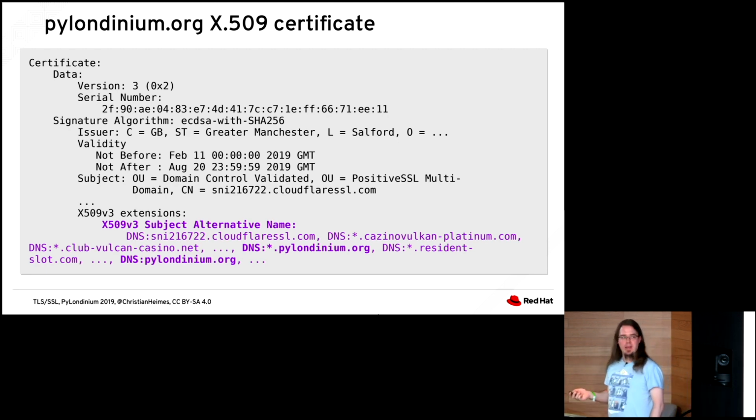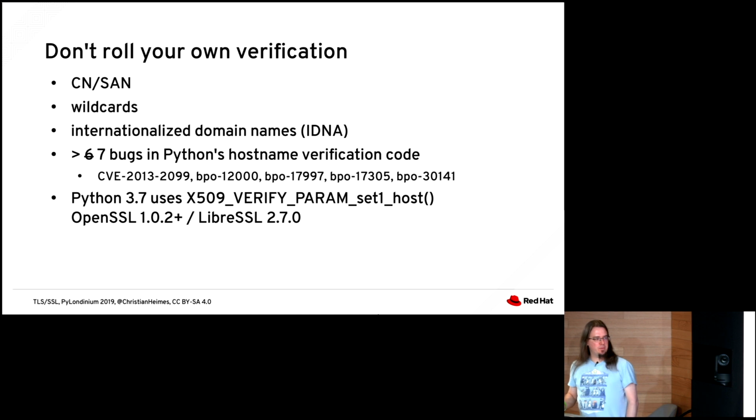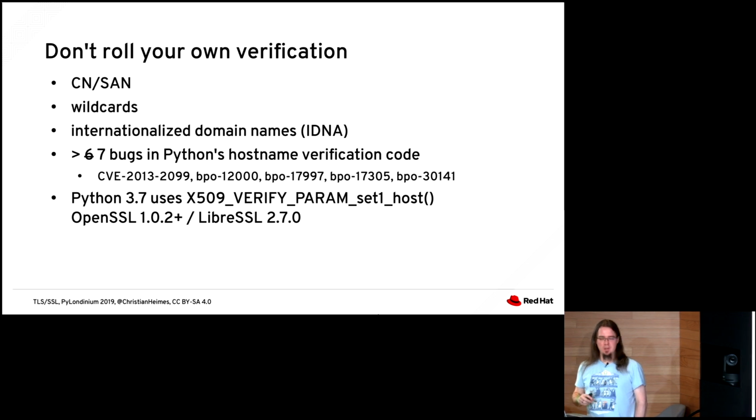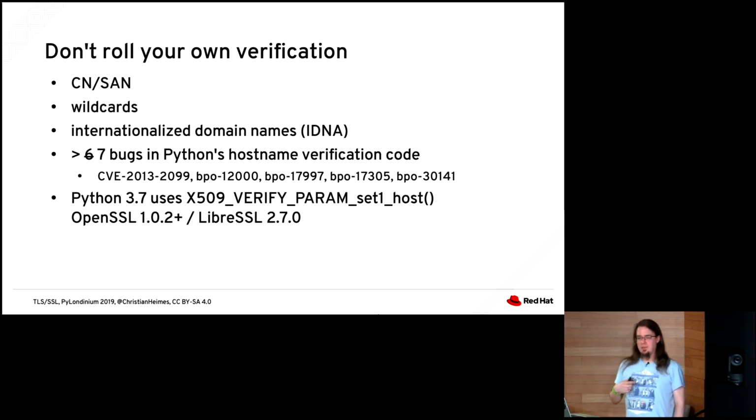And that's very complicated. In Python, we now had like 7 bugs. While updating the talk, we had a new bug coming in, which is not very critical, but still. So verifying that yourself is hard. And since 3.7, I switched to use OpenSSL. OpenSSL does this the right way. And if there's a bug, it's not my fault.